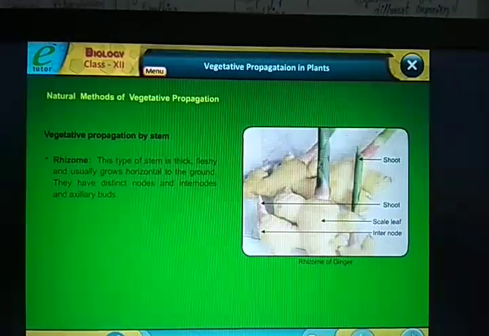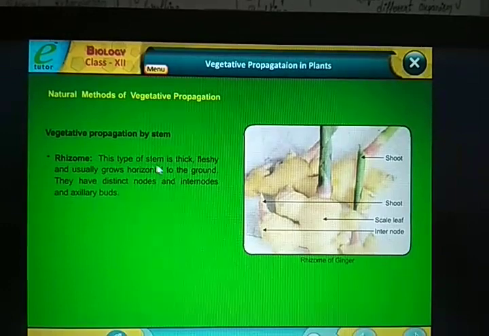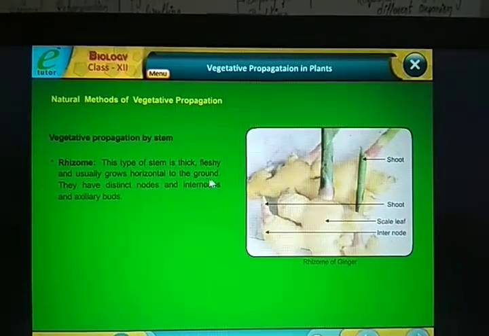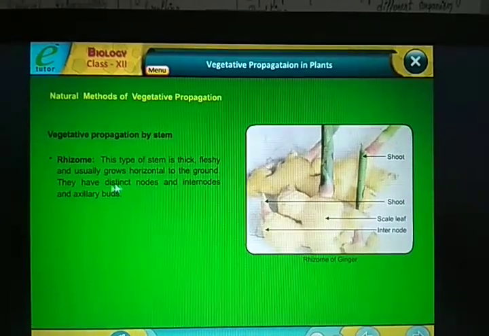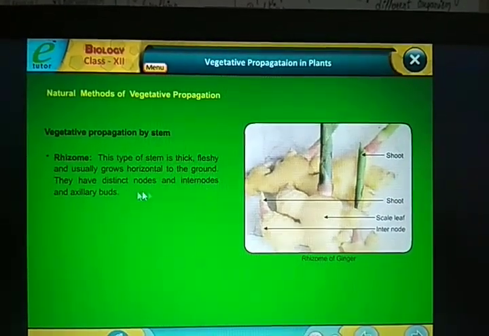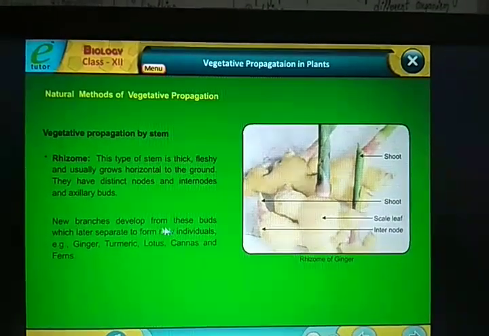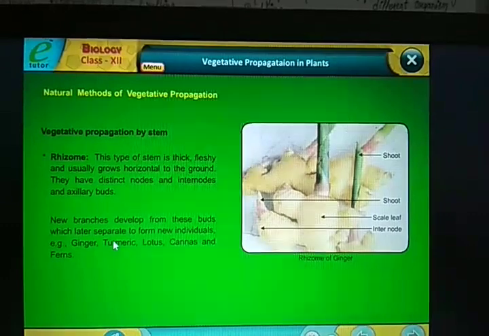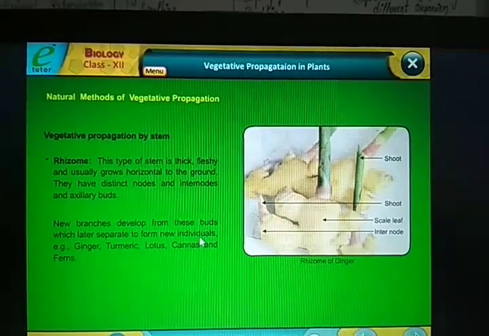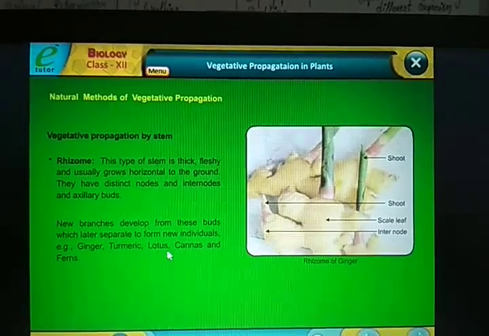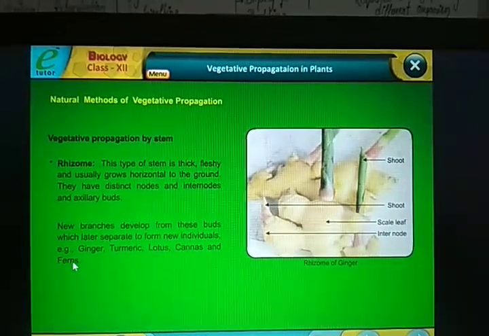And the next slide. Rhizome. This type of stem is thick, fleshy, and usually grows horizontally on the ground. They have distinct nodes and internodes and axillary buds. New branches develop from these buds which later separate to form new individuals. For example, ginger, turmeric, lotus, cannas, and ferns.